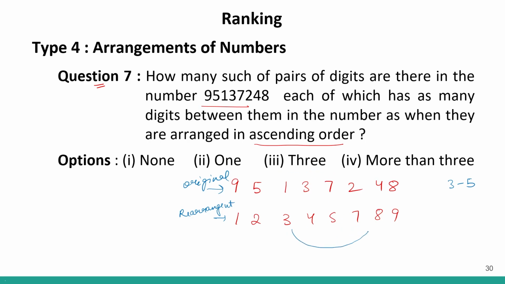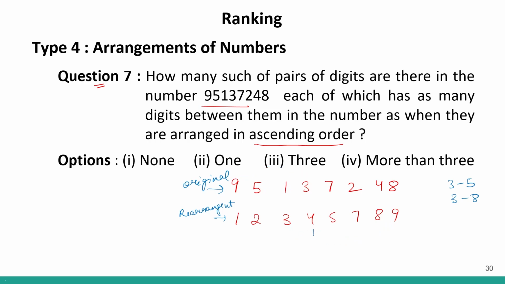3 and 8 has 1, 2, 3 digits. So 3 and 8 over here also has 1, 2, 3 digits. So the next pair we have found out is 3 and 8. Clear? Then we have 3 and 9. So 3 and 9 has 1, 2, 3, 4 digits, and over here 3 and 9 has 2 digits, so this is not the same.